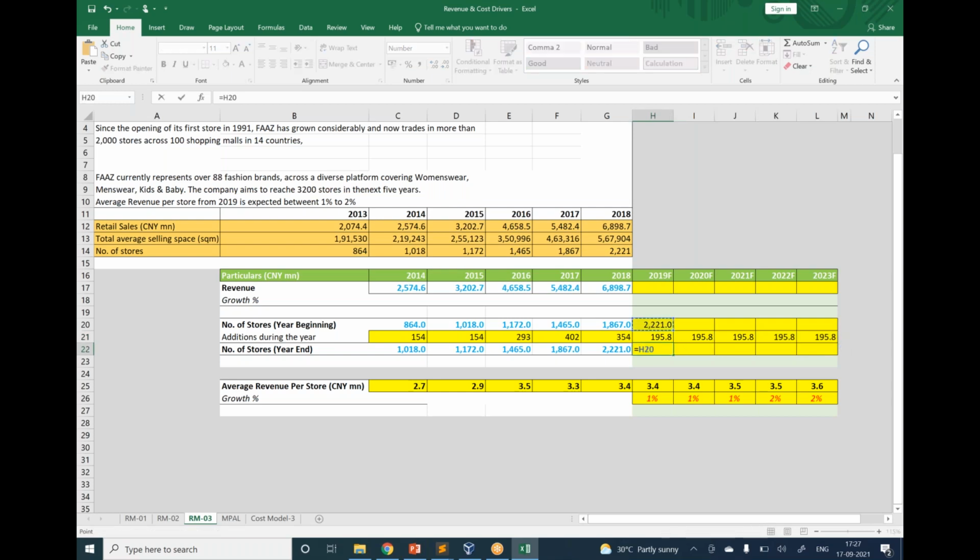Then this will become 2,221 plus addition of stores. So I drag it, I drag it. By end of 2023, you will have 3,200 stores. I think Nandini was correct. Did you all understand how I did it? I want all of your confirmation.